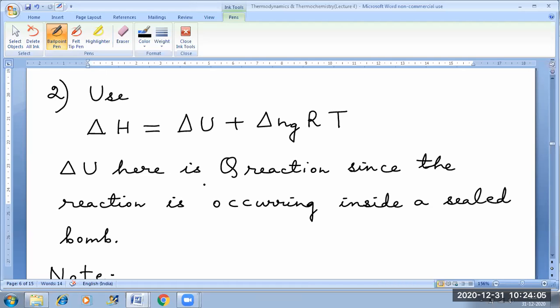But I may calculate the value of delta H by using the formula which we have learned today. Delta H is equal to delta U plus delta Ng RT. Put the value of delta U, delta Ng, R and T, and I get delta H. So I'm measuring delta U in the calorimeter, but eventually I can find the value of delta H by using the formula.